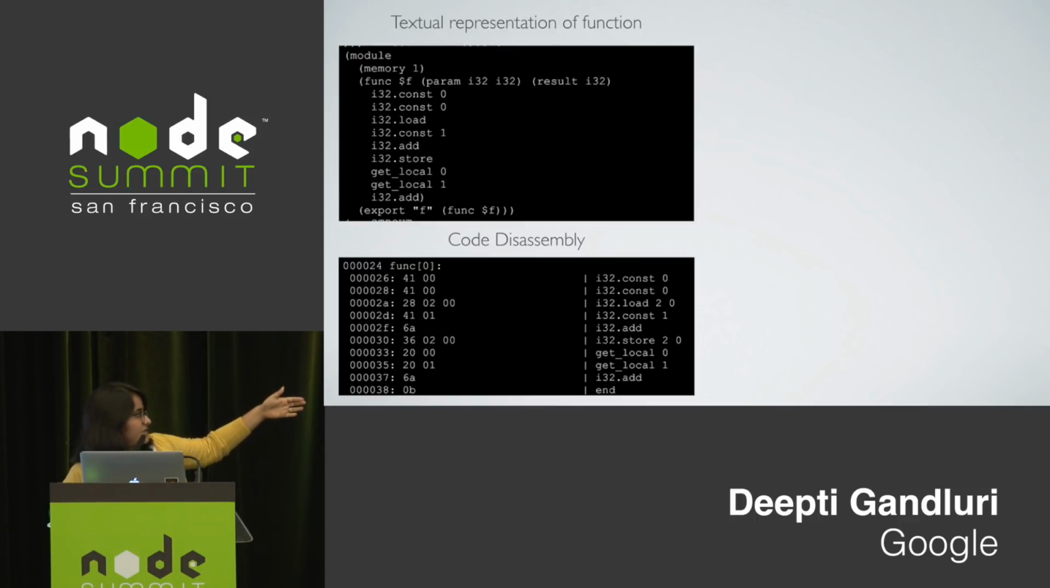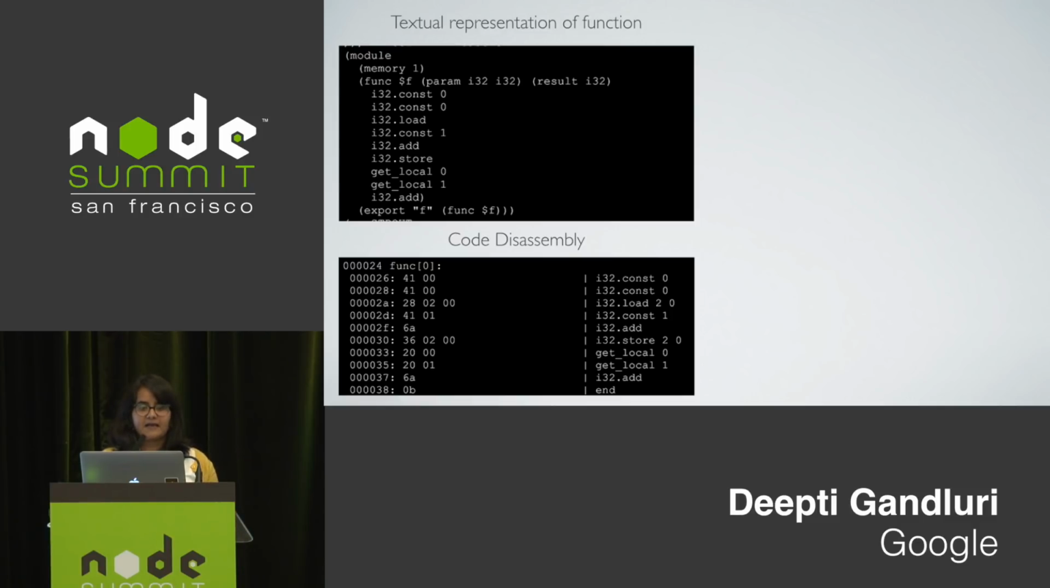Everything on the left is offsets. So if you look at the I32 add line, 6A is the opcode for I32 add. So you can see how much it's been compressed. It's just a string of bytes that represent that function.